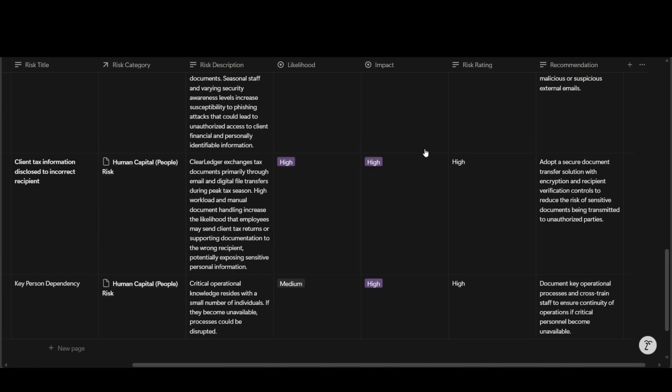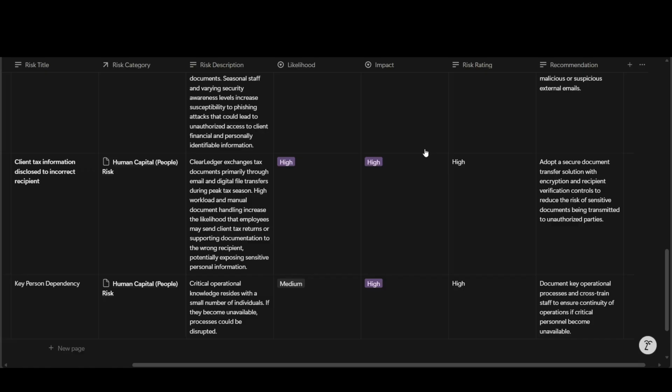A third example involves operational dependency on individual staff knowledge. When processes are not documented, organizations may become dependent on specific employees to complete critical tasks. If those individuals are unavailable, leave the organization, or become overwhelmed, operations can slow down or stop entirely. Documenting processes and cross-training staff helps strengthen organizational resilience.